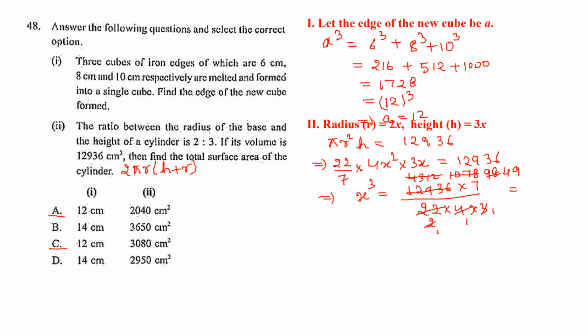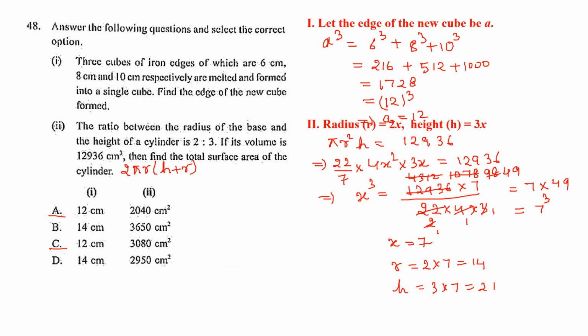So now after simplification I have got 7 into 49, and 49 I know it is a square of 7, right? So 7 square into 7 is 7 cube. So from here I have got my value of x is 7. So my radius will be 2 into 7, which will give me 14, and my height will be 3 into 7, which will give me 21.